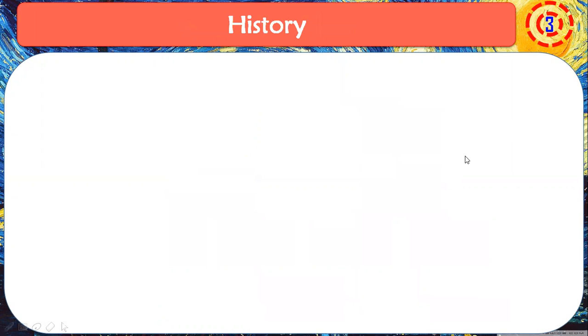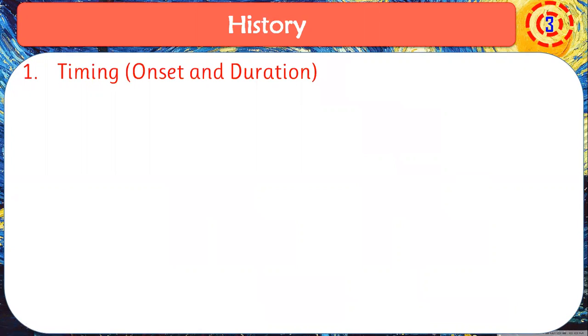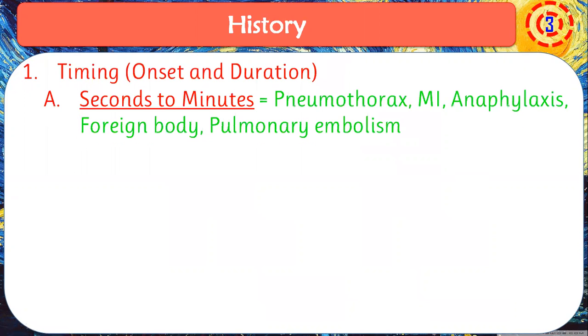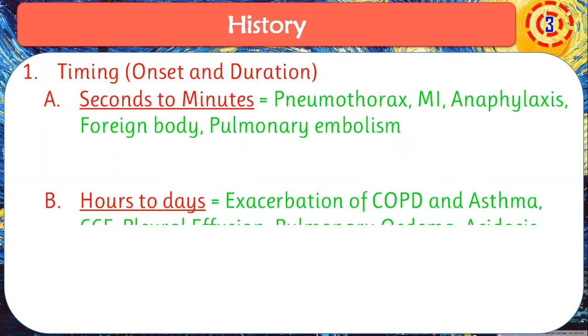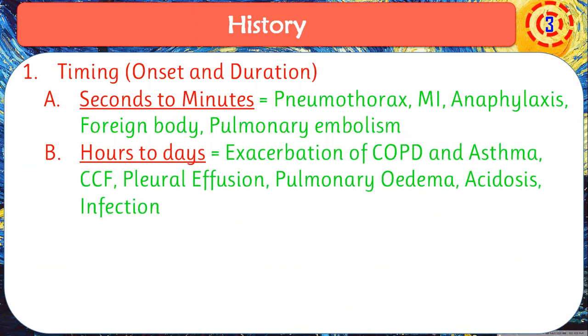After that, we'll be talking about history taking. The most important question that we'll be asking in history is timing, that is the onset and duration of dyspnea. If it's from seconds to minutes, then we have to suspect pneumothorax, myocardial infarction, anaphylaxis, foreign body inhalation, or pulmonary embolism. Whereas if it's from hours to days, then we have to suspect exacerbation of pre-existing conditions such as COPD, asthma, congestive cardiac failure, or pleural effusion, pulmonary edema, or metabolic conditions such as acidosis or infections.